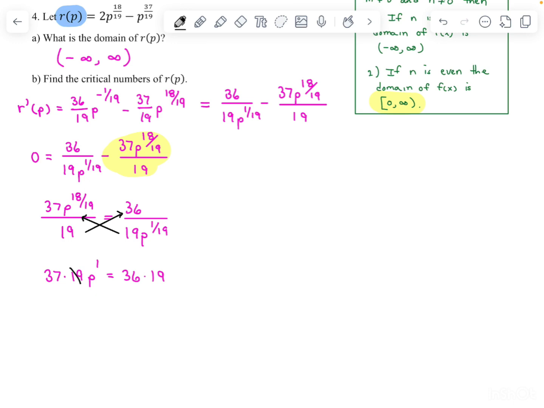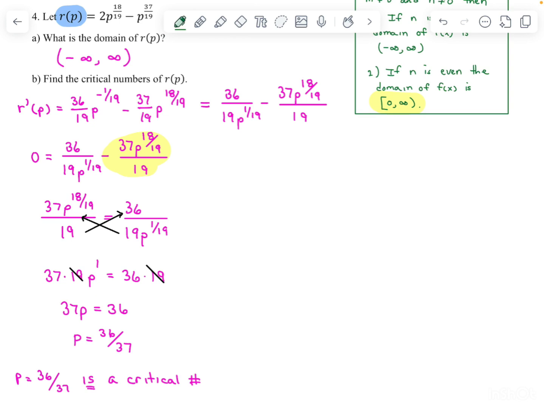Since there's a factor of 19 on each side of the equal sign, we can cancel them out. And what we're left with is 37p is equal to 36. This means that p is equal to 36/37. Since 36/37 is in the domain of r, we can say that 36/37 is a critical number.